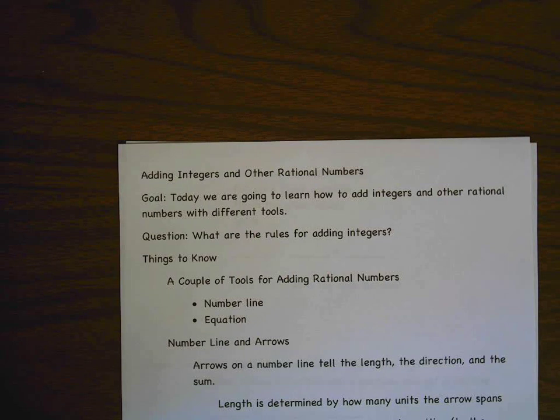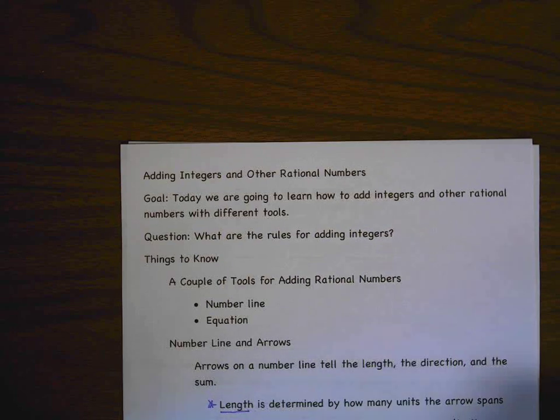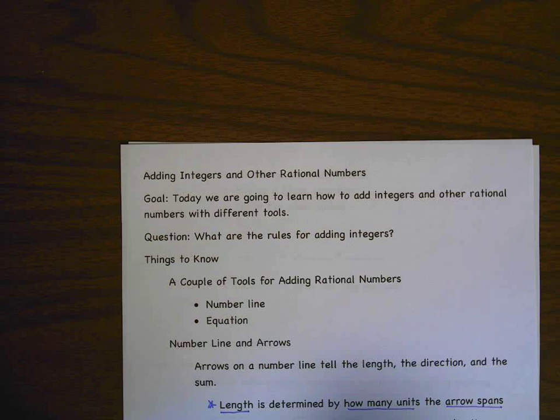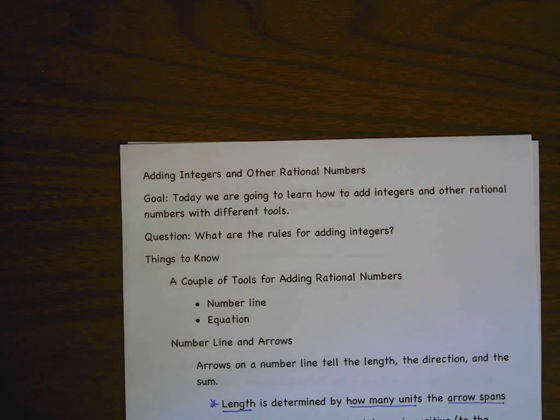A couple of tools for adding rational numbers are the use of the number line and the use of an equation. So we're going to start with talking about the number line first. The arrows on a number line tell the length, the direction, and the sum. The length is determined by how many units the arrow spans. The direction tells whether the integer is positive to the right or negative to the left, and the sum of the arrows tells you the final position.